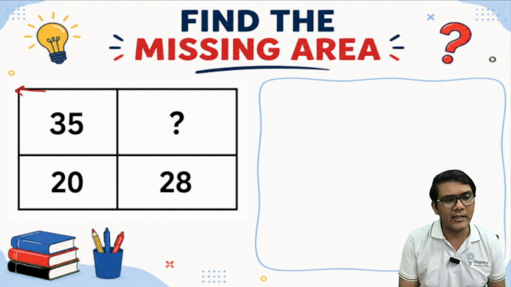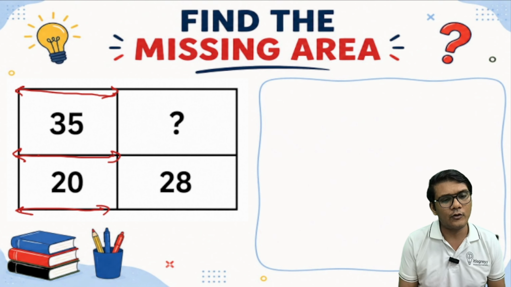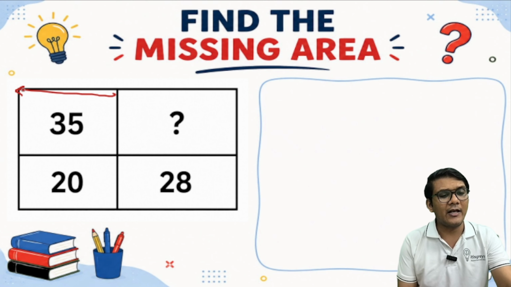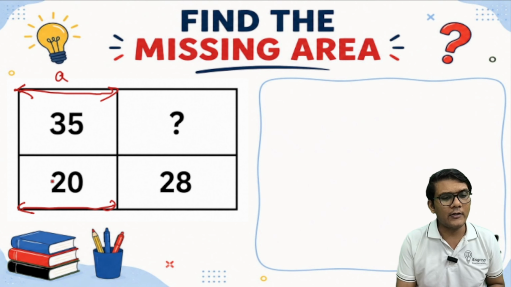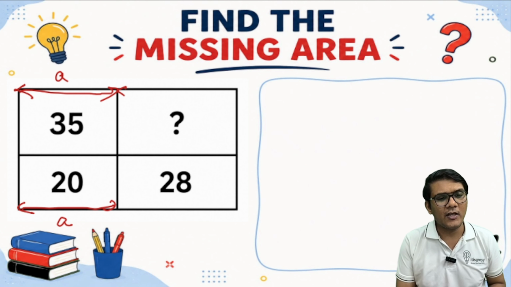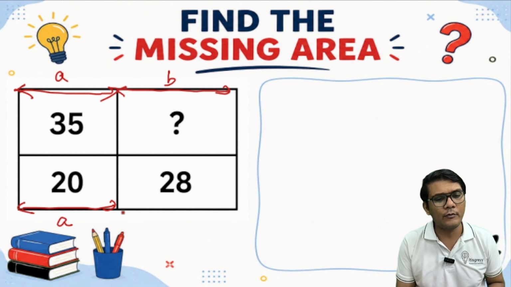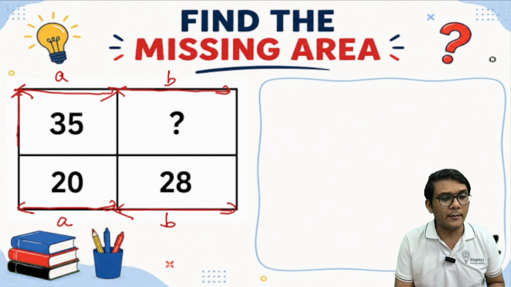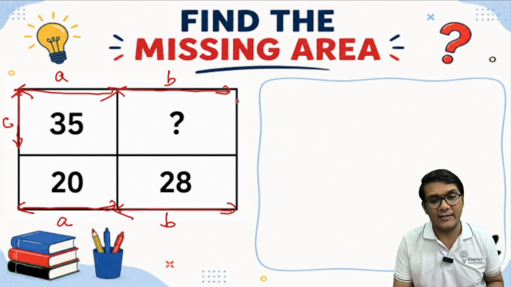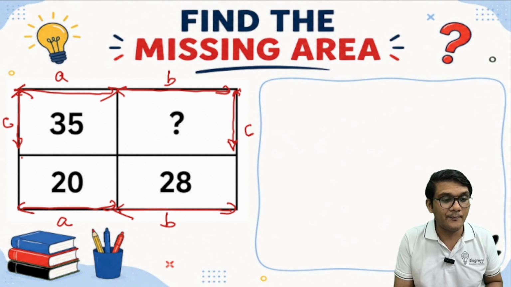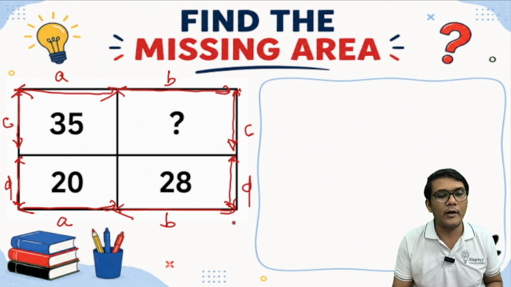Now we can clearly see that this length is basically equal to this. At the same time, this one is equal to this. That means this length over here at the top is equal to this length. So if we call this A, this will be A. In the same manner, this length over here, if we assume it to be B, this will also be B. In the same manner, we can do it for the breadth as well. If this breadth is C, then this will also be C. In the same manner, if this is D, then this will also be D over here.